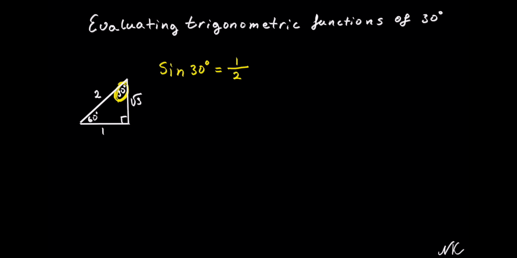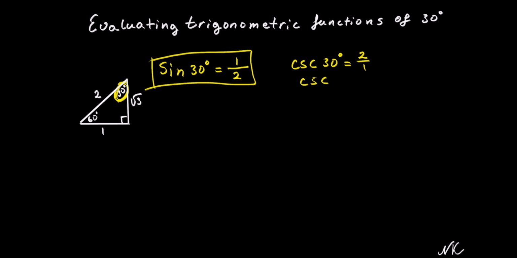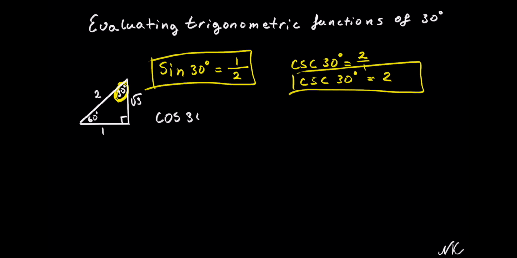Once we know the ratio of sine, we know the ratio of cosecant of 30 degrees, which is the reciprocal of 1/2, which is 2 over 1. So when sine of 30 degrees is equal to 1/2, cosecant of 30 degrees is equal to 2. Cosine of 30 degrees is equal to the measure of the adjacent side, and the adjacent side to 30 degrees is radical 3, divided by the hypotenuse, which is equal to 2.